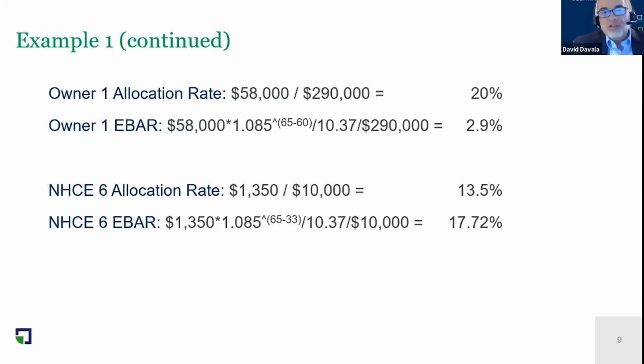HCE 6's allocation rate is $1,350 divided by 10,000 for 13.5%. The E-bar is the $1,350 allocation times the projection interest rate of 8.5% for 32 years, divided by the annuity factor of 10.37, and then divided by compensation of 10,000 for an E-bar of 17.72.